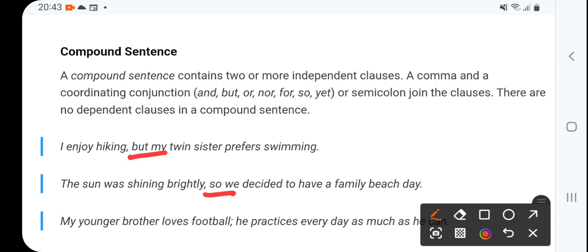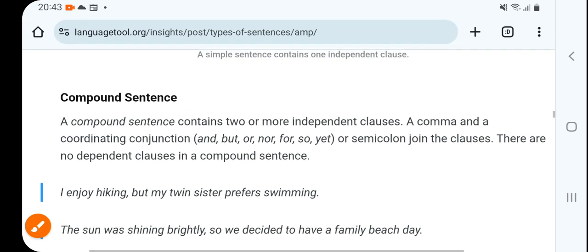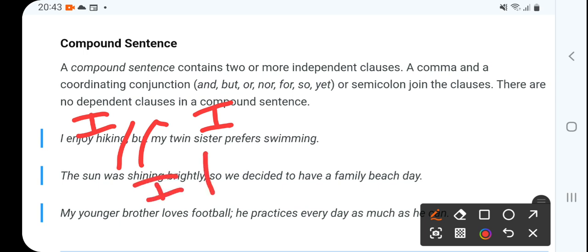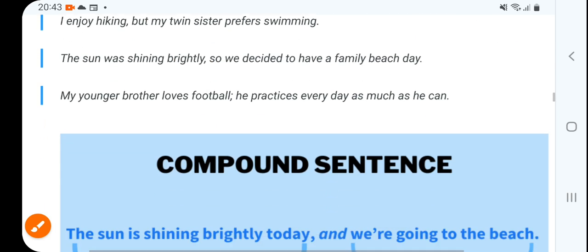I enjoy hiking: one independent clause, right? My twin sister prefers swimming: independent. Two independent clauses are there. The sun was shining brightly, independent. Then 'so' is the joining word, the conjunction. We decided to have a family brunch, again independent. My younger brother loves football, then he practices, that is also independent. So two or more independent clauses are there.